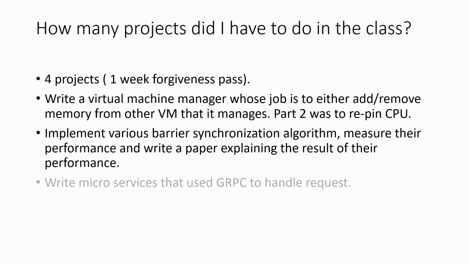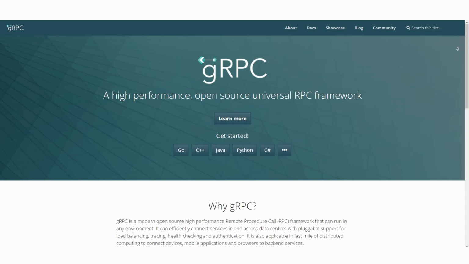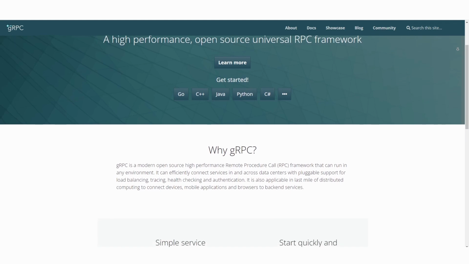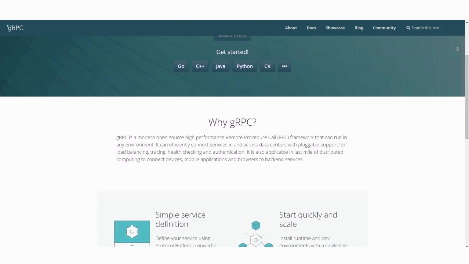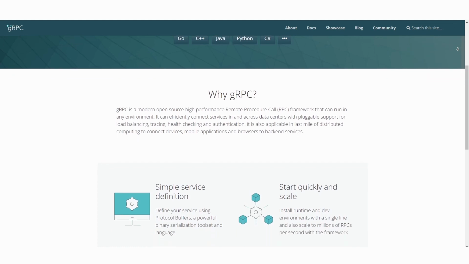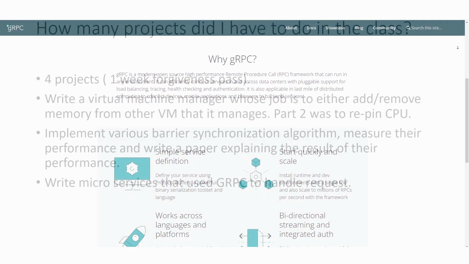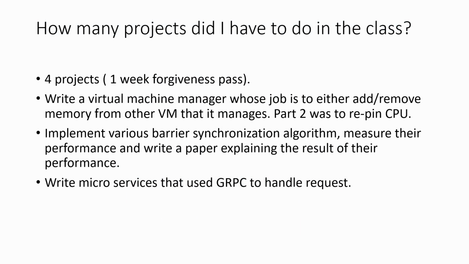The third project was writing a microservice that used the gRPC protocol. This seems like something you would actually do in your day-to-day job if you're working as a software engineer, where you have to write microservices. So in this project, we had to simulate a store where a client would send a request to a server, and that server would send requests to a bunch of other servers to pick up the price for a specific item.